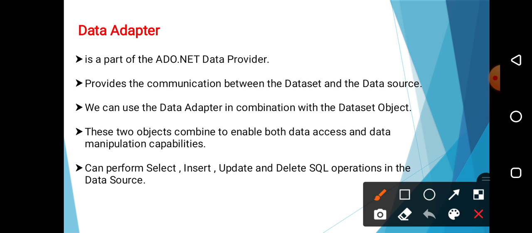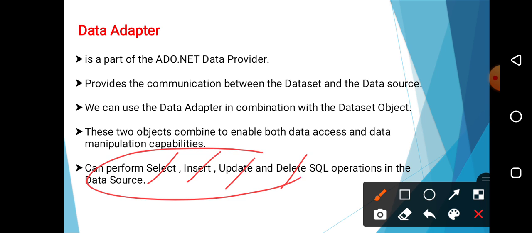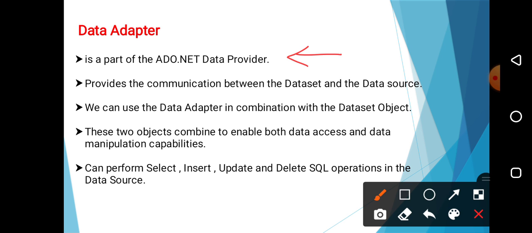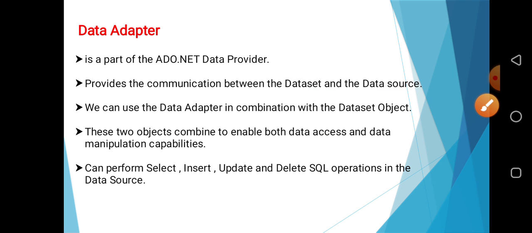The next one is the data adapter. Data adapter is used for performing the select, insert, update and delete operations in the data source. So whenever you want to perform these operations, you use the concept called the data adapter. It is a part of the ADO.NET data provider. It always provides the connection between the dataset and the data source. So we can use the data adapter in combination with the dataset object. These two objects combine to enable both data access and data manipulation capabilities.